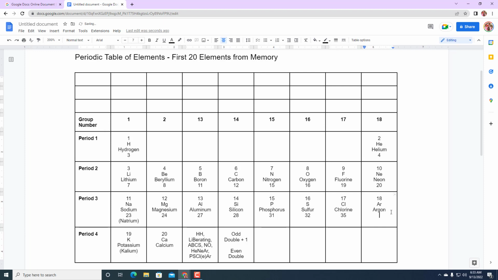Argon, double is 36. And then potassium, we'll again put it right between there. So we see double plus 1 is going to be 39, so 38 plus 1. And then calcium is going to be double, 40. Now, not all of those are exactly right. There are 4 that need to be changed because they are exceptions.